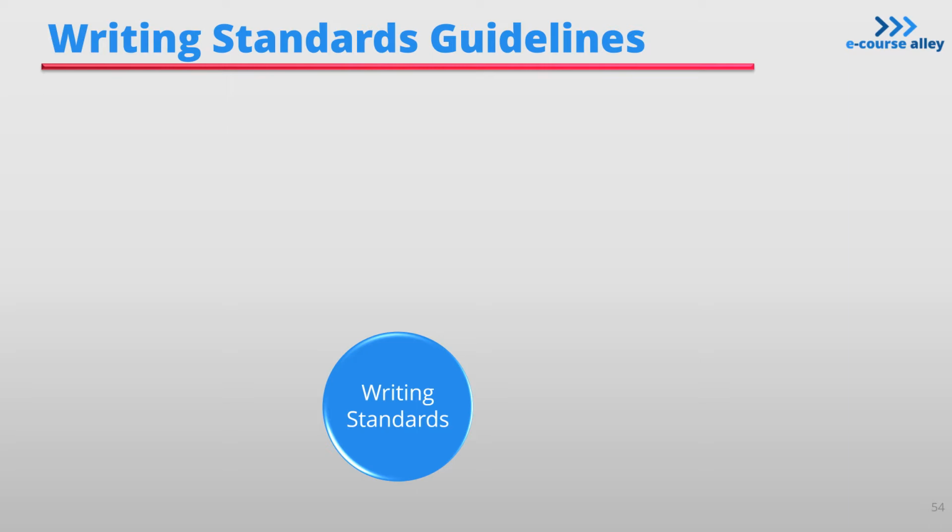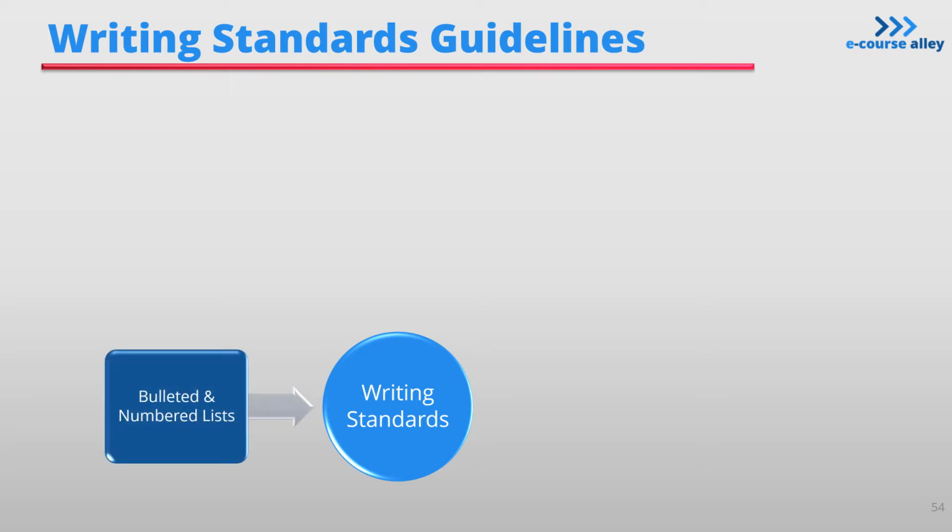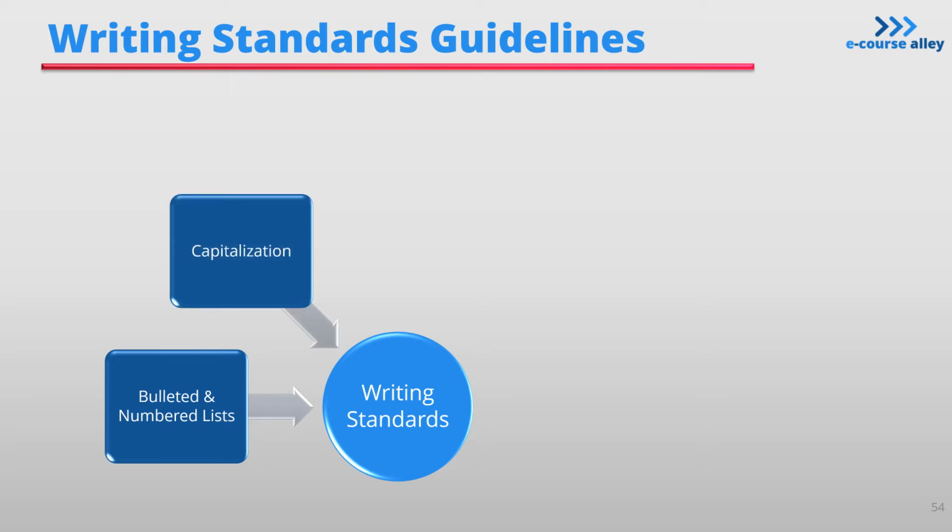Here are some examples of the types of things you may want to include in your online course writing standards. Bulleted and numbered lists. How will you structure list items? Will there be punctuation included? Will you capitalize the first letter of each bulleted item? Capitalization. What types of words will you capitalize? Will you capitalize the first word in bulleted or numbered lists?